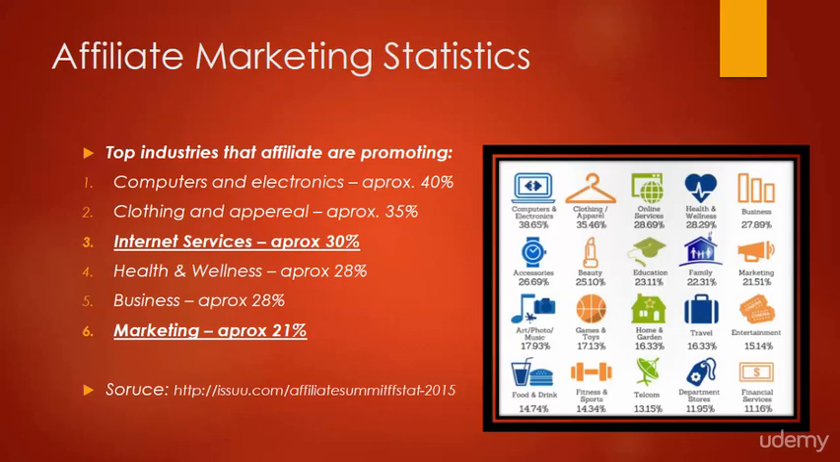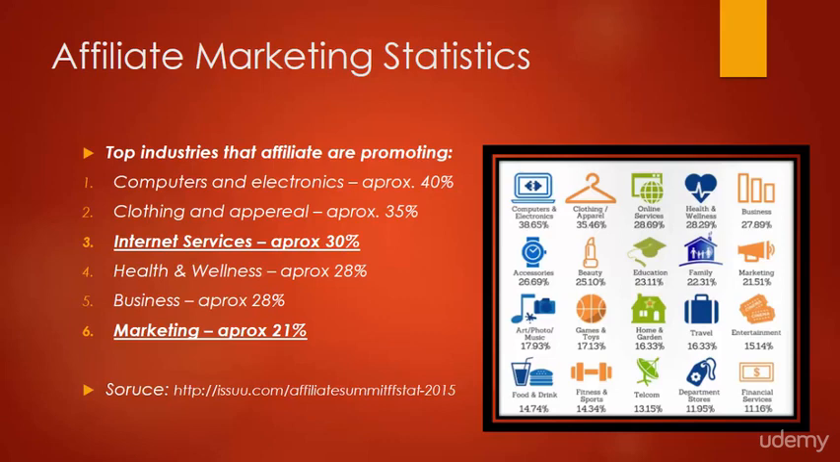Now, here are some affiliate marketing statistics that I wanted you guys to see before diving deeper into the course and the actual information and tactics that you will learn in it. So let's have a look at the top industries that affiliates worldwide are promoting right now. In the first spot, we have computers and electronics, approximately 40%. You know that eBay is selling a lot, Amazon is selling a lot. So with that being said, I think we have that subject covered.